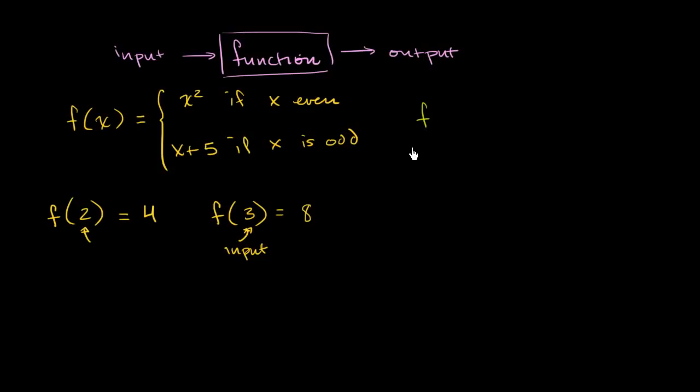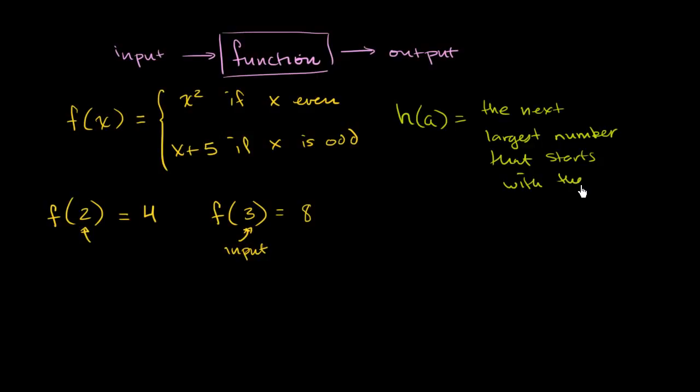You could have, and let me not use f and x anymore, just to show you that the notation is more general than that. So I could say h of a is equal to the next largest number that starts with the same letter as variable a. It says as variable a, and we're going to assume that we are dealing in English.